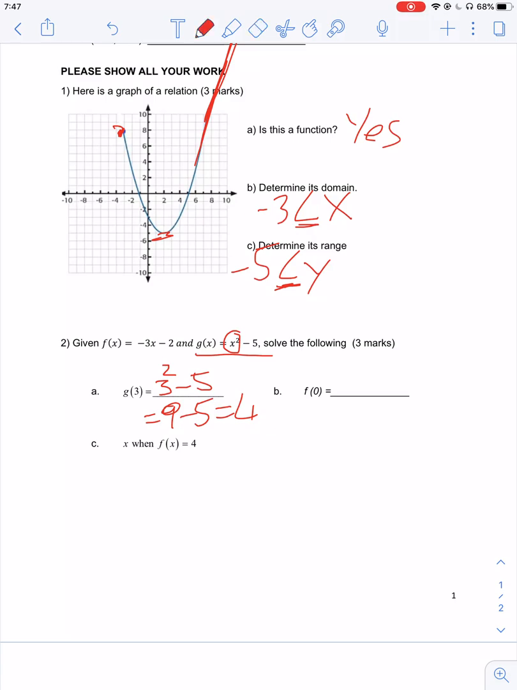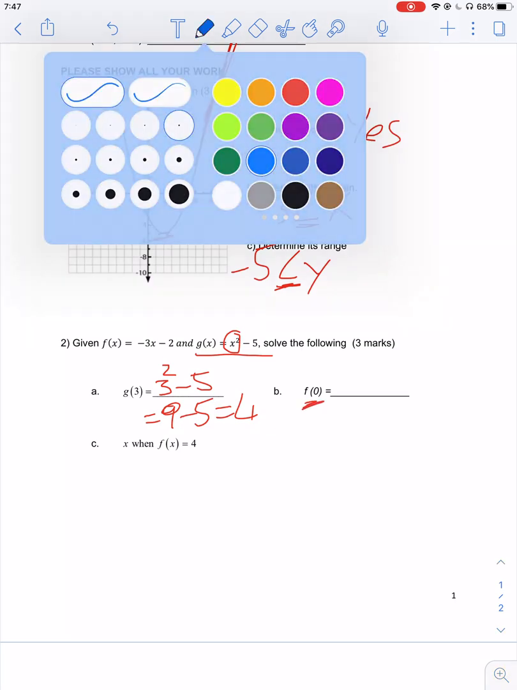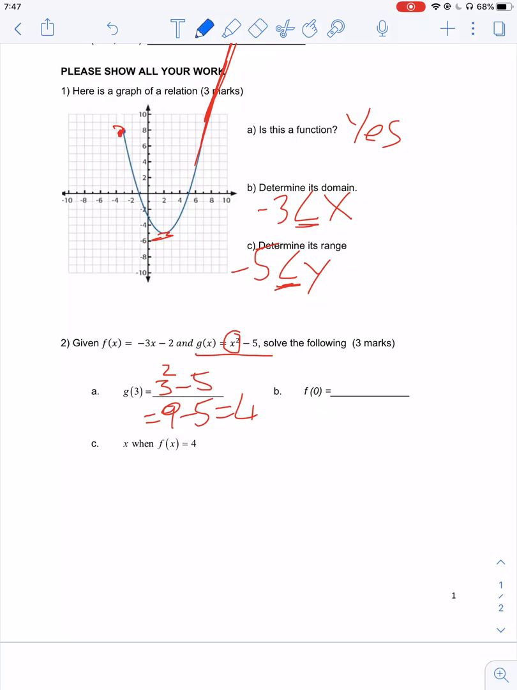Okay, same thing for this one. We're talking about the function f. So maybe let me just use a different color. So we're going to be looking over here. And then all we have to do is just replace this x value by 0. Because instead of f of x, now I have f of 0. So basically, I'm just replacing this x value by 0. So that's what I'm going to do.